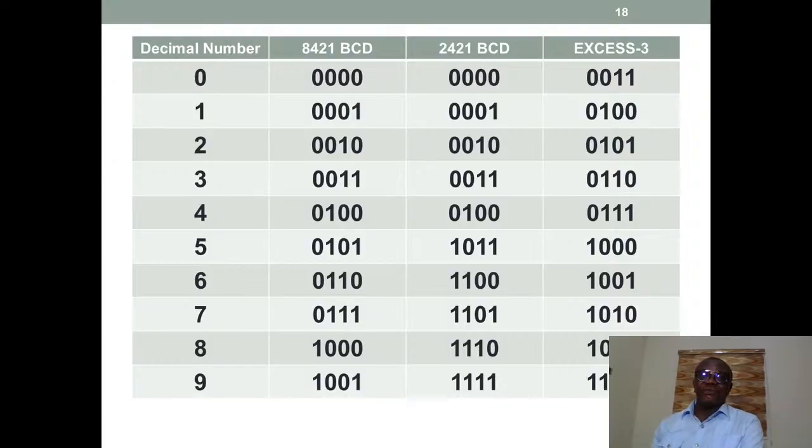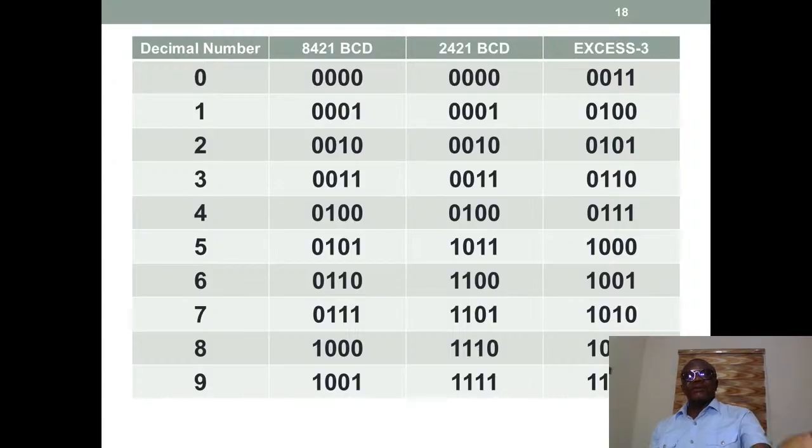Then you have the 2421 BCD code. In this 2421 BCD code, the least significant figure has a weighting of 1, the next to the left a weighting of 2, the next a weighting of 4, and the last a weighting of 2. You see the difference with the 8421 BCD code. So we will see one example. Then the XS3, we say that 0011 is added to the 8421 BCD code.